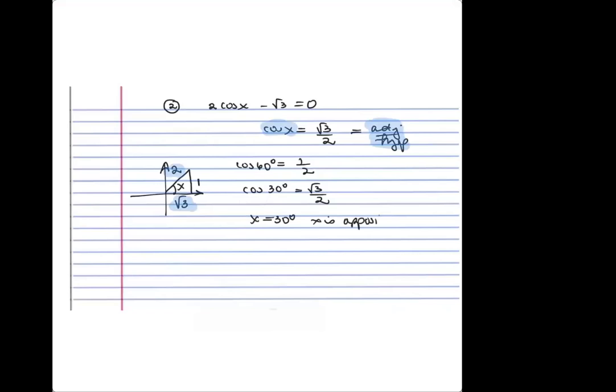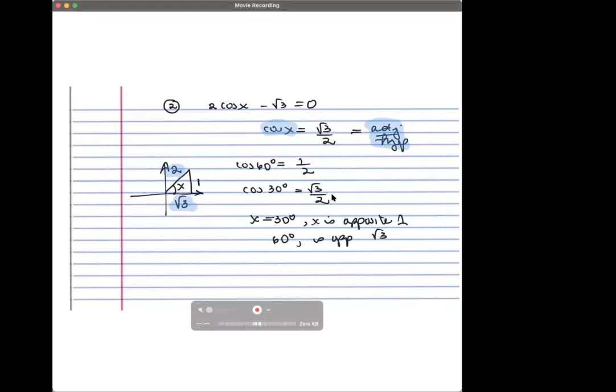Because x is opposite 1 and 60 degrees is opposite root 3. I said x is opposite 1. Maybe I meant to say it's opposite of 1. Yeah, well, no, x is the angle that's opposite 1. That's okay. All right, so now we know that x is 30 degrees.